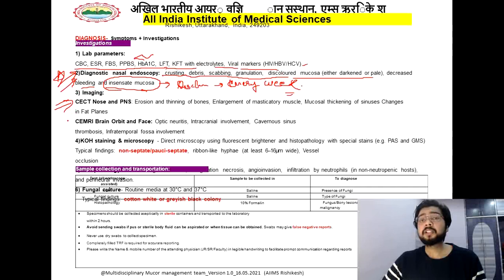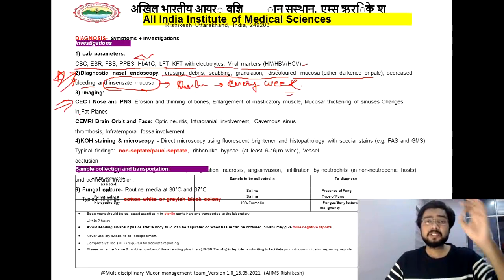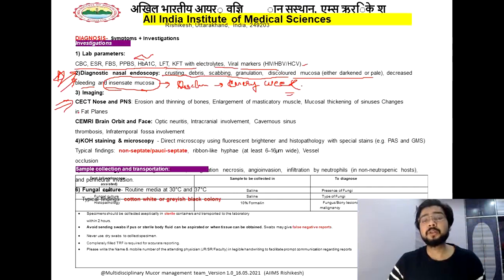The second very important thing is imaging, radiology. It gives you a route map of what you are going to do in future, how you are going to manage.